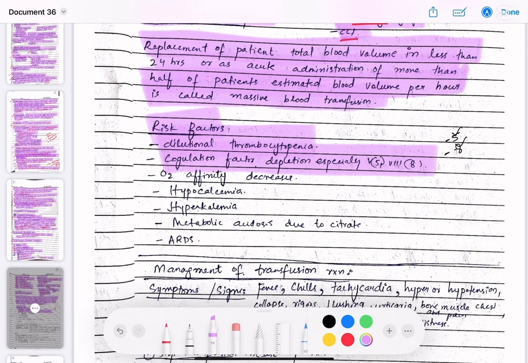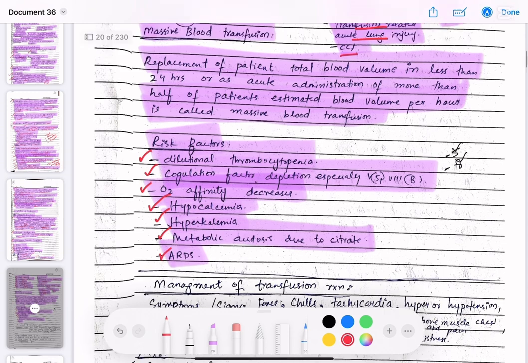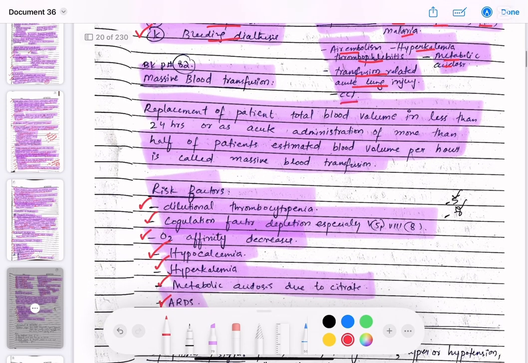Coagulation factor depletion, especially factor 5 and 8, auto-affinity decreases, hypocalcemia, hyperkalemia, metabolic acidosis due to citrate, and ARDS, acute respiratory distress syndrome. So these are the risk factors. All these can occur due to massive transfusion. So what is massive transfusion? It is the replacement of patient's total blood volume in less than 24 hours, or acute administration of more than half of patient's estimated blood volume per hour.